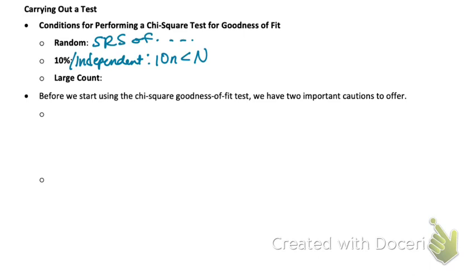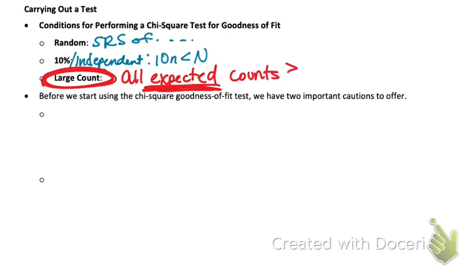Large count condition. Ladies and gentlemen, why am I not checking a normal condition? This is a right skewed distribution. So we're going to check the large count condition, which is all expected counts have to be greater than or equal to 5. We have to write every single expected count. Yes, ma'am. You do have to write every single expected count. I'm so glad you brought that up.